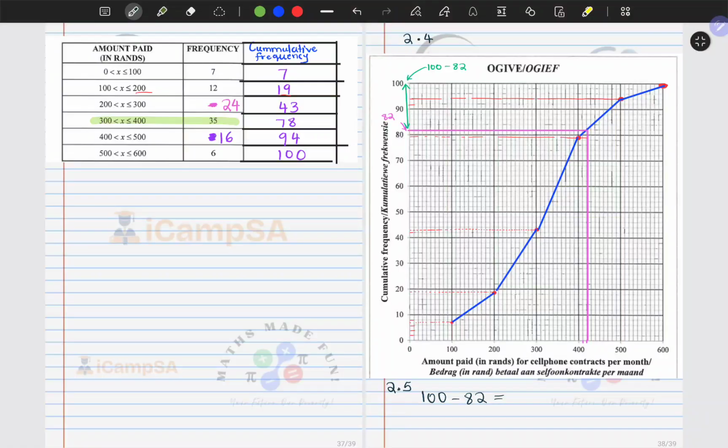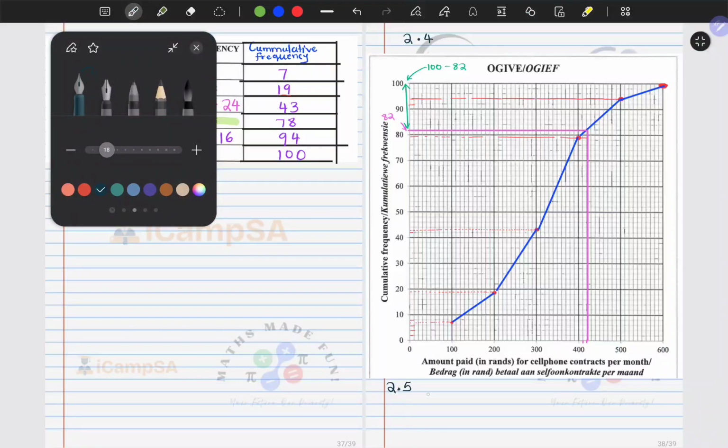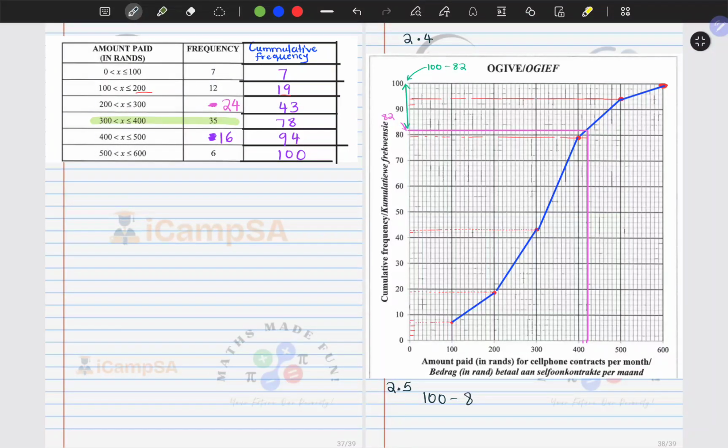Let me see. No, let's think carefully of what I mean. If we look at 420, we are saying that there's about 82 people who are paying at most 420. So it means people who are paying above 420, that is correct, is supposed to be 100 minus 82. So if you do 100 minus 82, what you end up getting is 18.